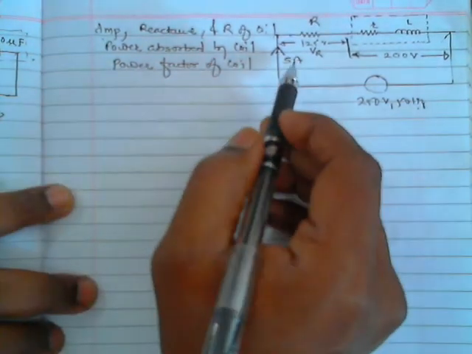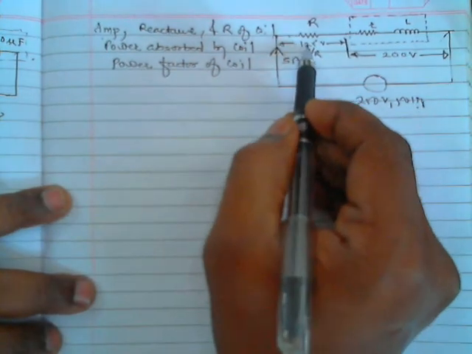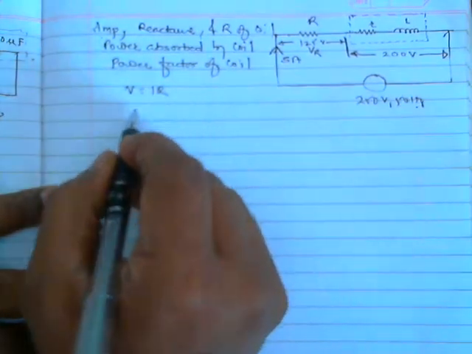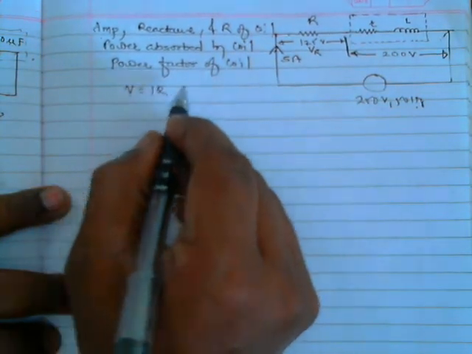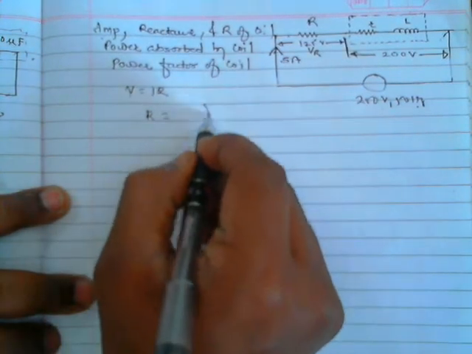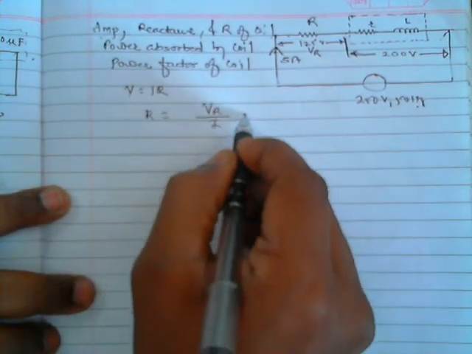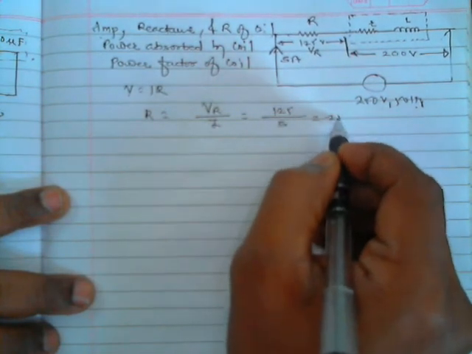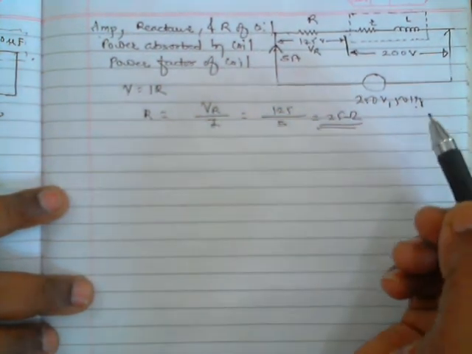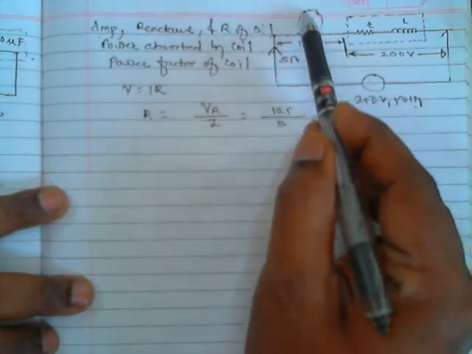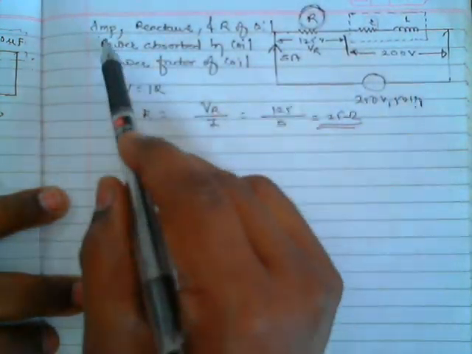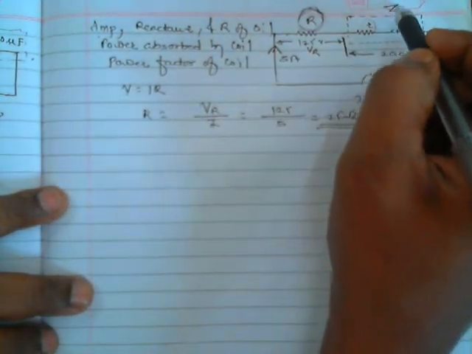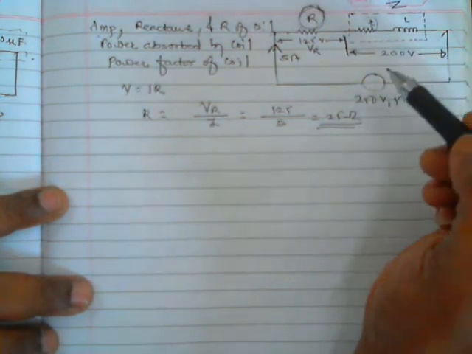Let's start. Now see here, voltage is given, current is given. Obviously by Ohm's law V equal to IR. So V is given, I is given, R we can easily calculate. R equal to VR divided by I. VR is 125, I is 5, so 25 ohm is calculated, but this is not the required value. Actually we are interested in the impedance, reactance and R of the coil. So Z, R, and XL need to be calculated.